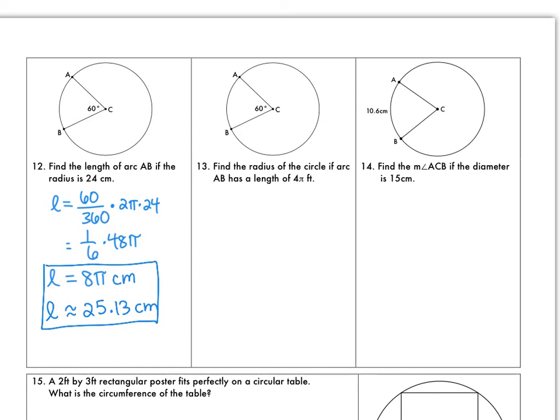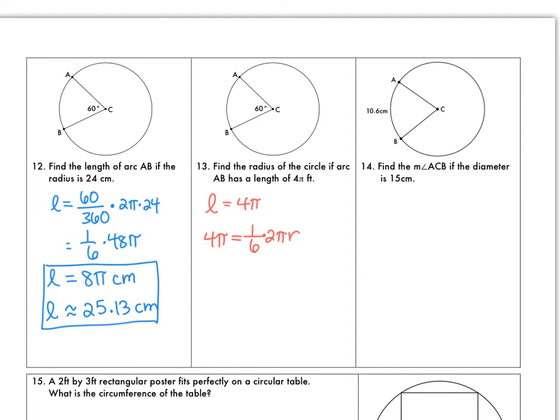All right, the second one is pretty much the same thing. So we have a sixth of the circle again, and we're finding the radius of the circle if arc AB has a length of 4 pi feet. So I already know the arc length. So that's 4 pi feet. Okay, so I know that 4 pi came from a sixth of the circle. Okay, and let's go ahead and just do times 2 pi r because we're solving for radius.